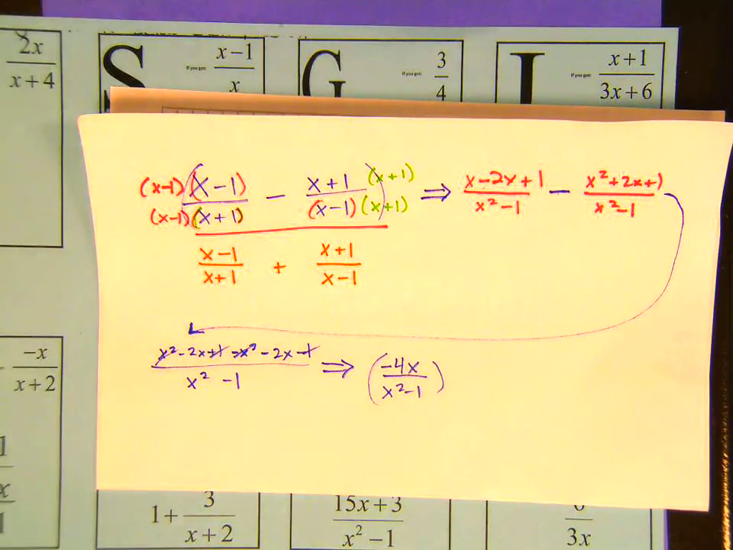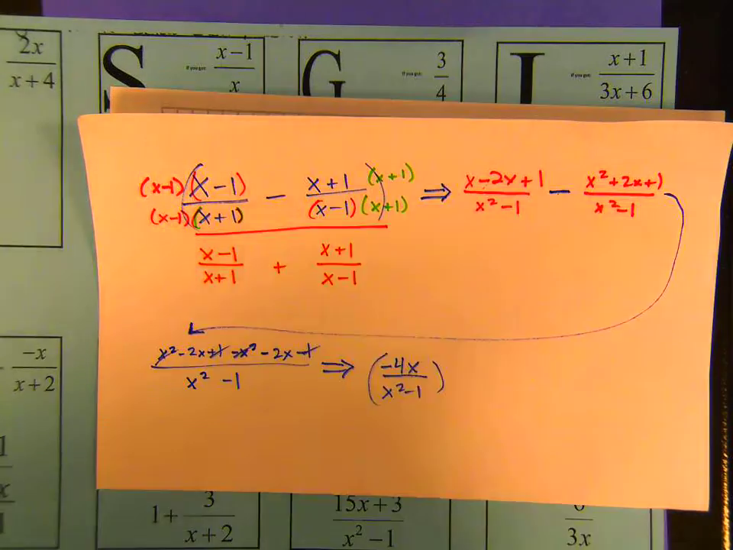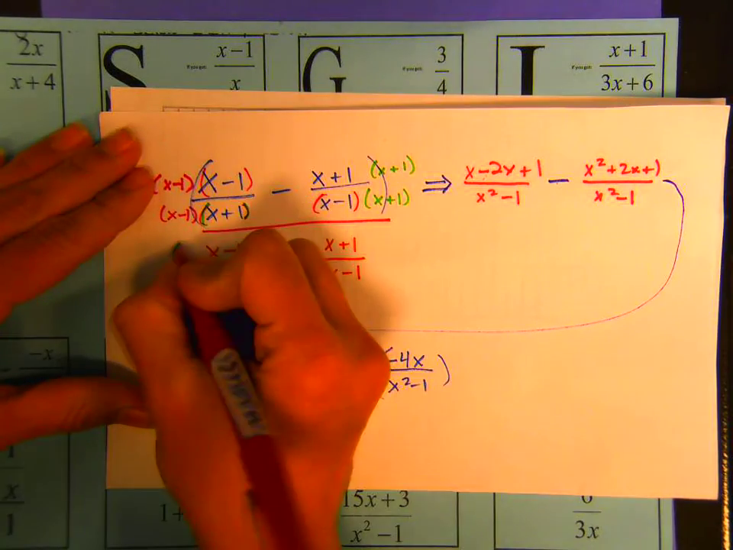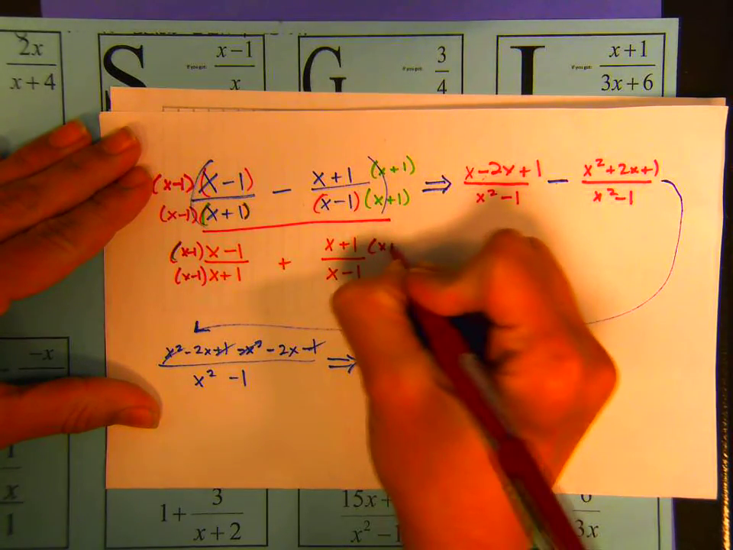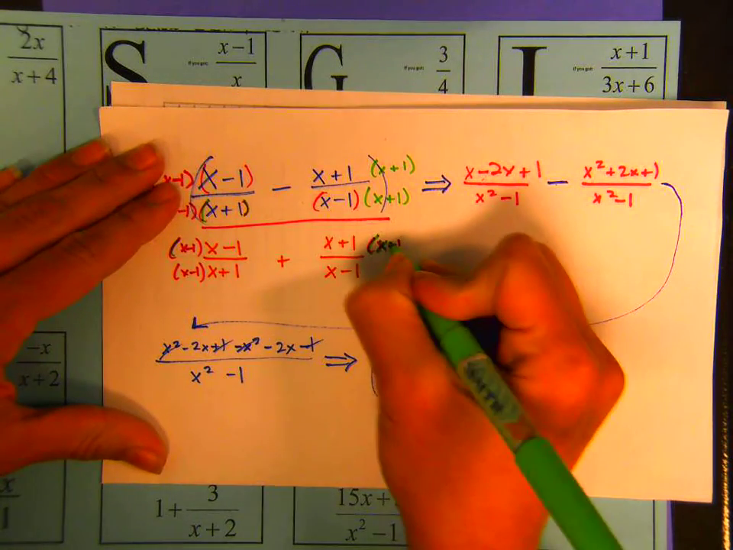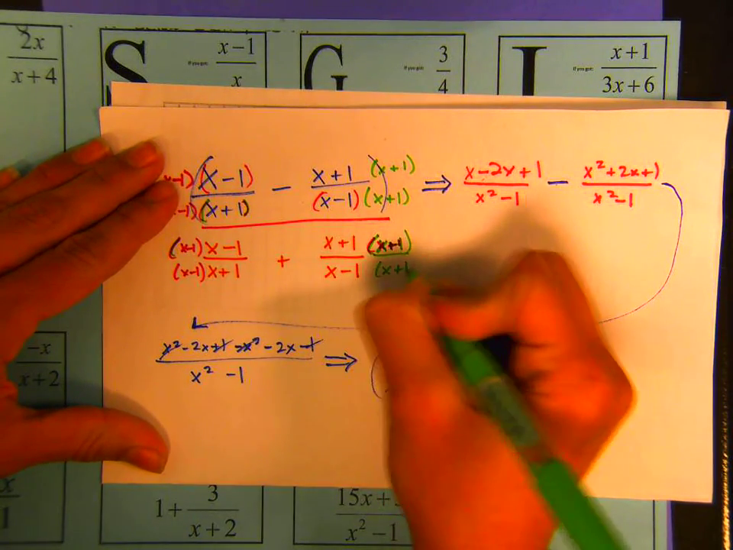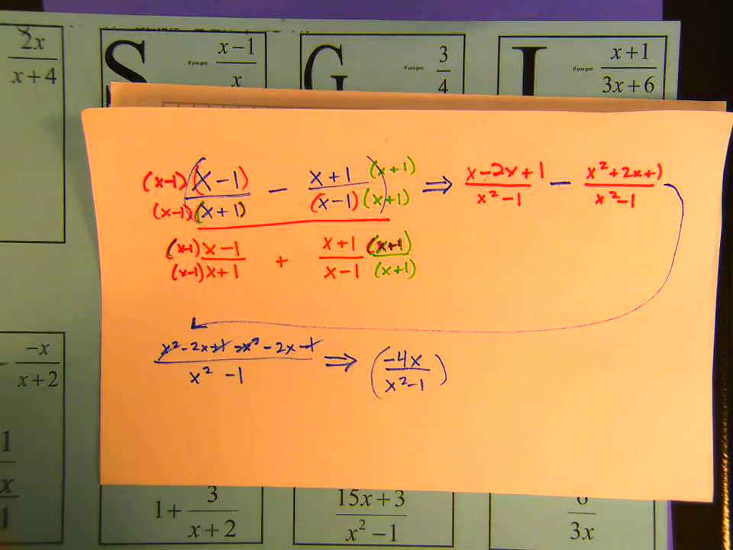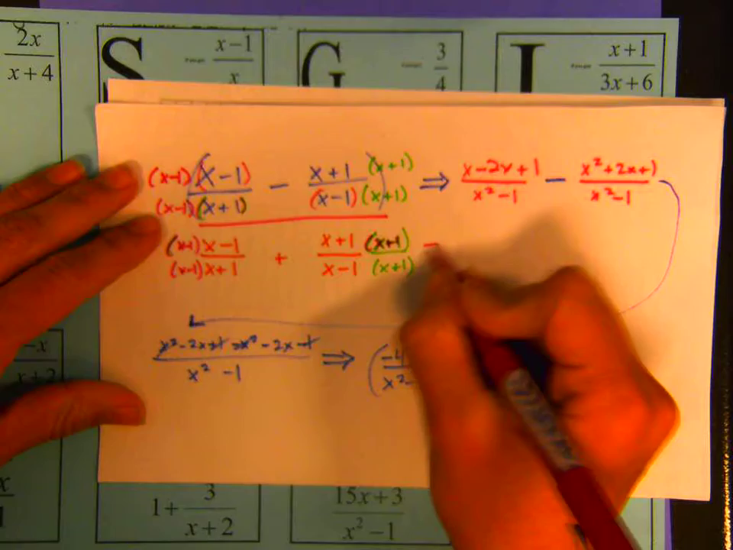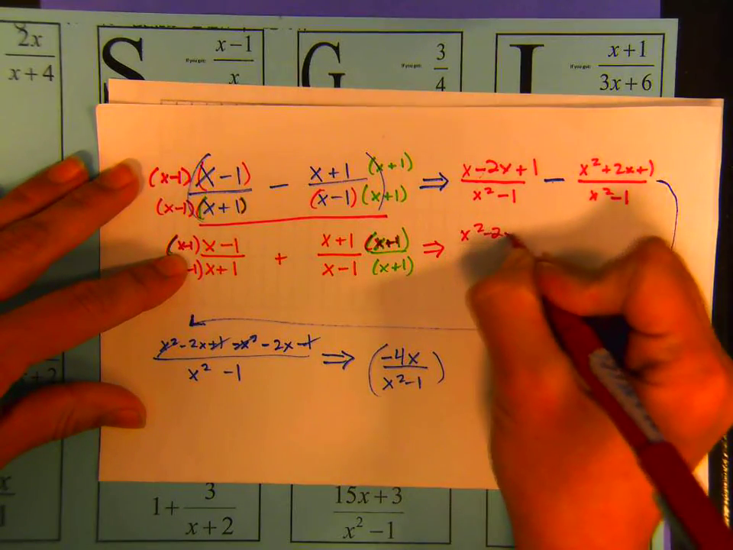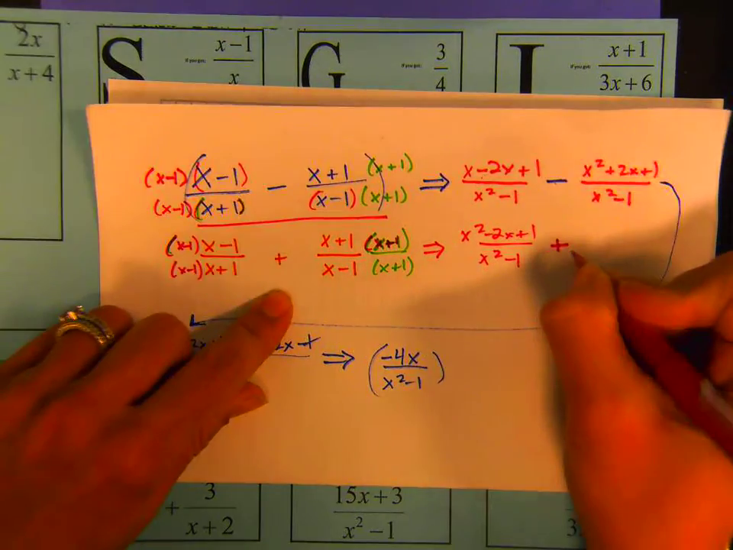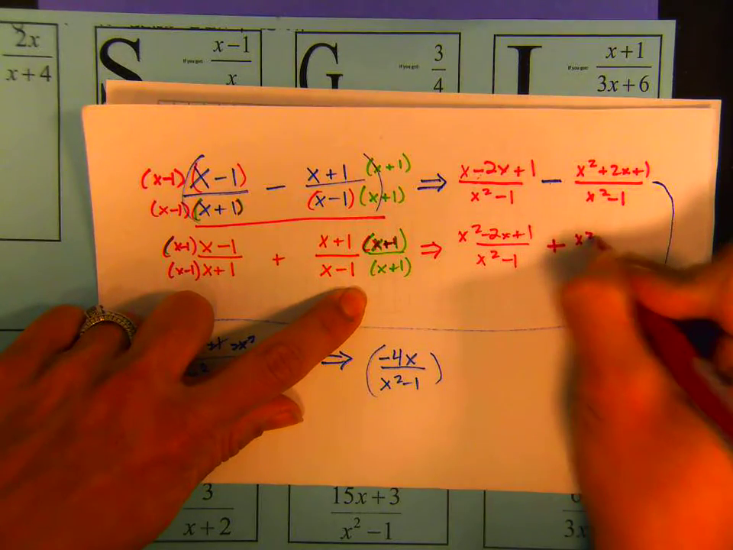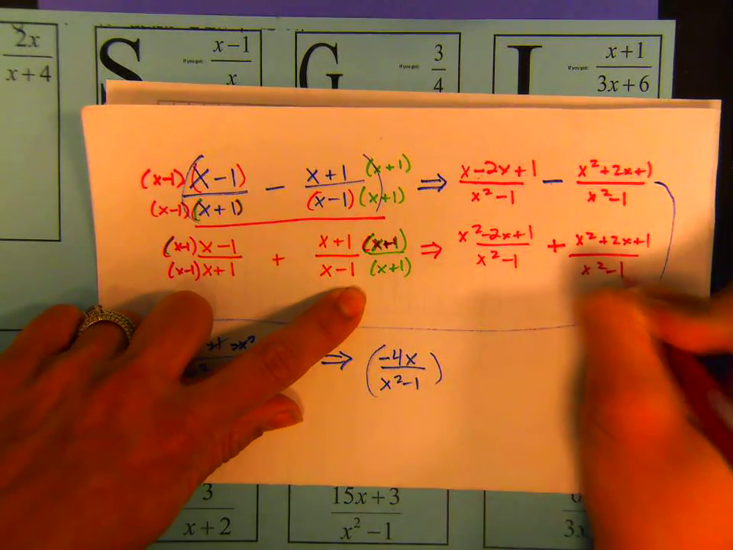Now I need to simplify the denominator, also from my second fraction. Same idea. Take this fraction and I'm going to multiply it by x minus 1 over x minus 1. And then the second one gets multiplied by x plus 1 over x plus 1. Let's simplify. I multiply, get x squared minus 2x plus 1 all over x squared minus 1. This time it's a plus sign. I'm adding x squared plus 2x plus 1 all over x squared minus 1.